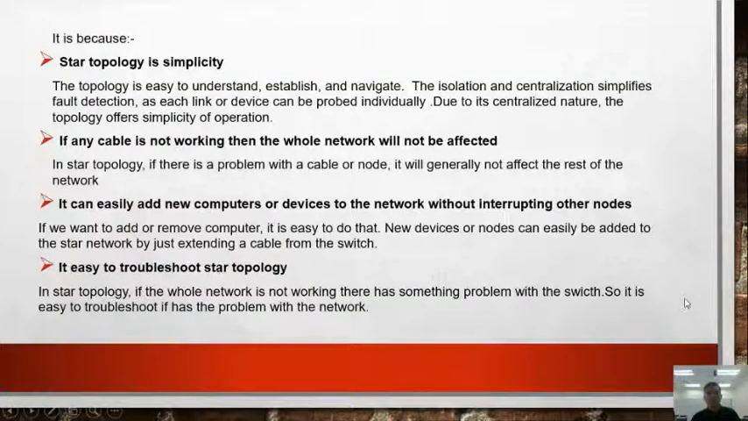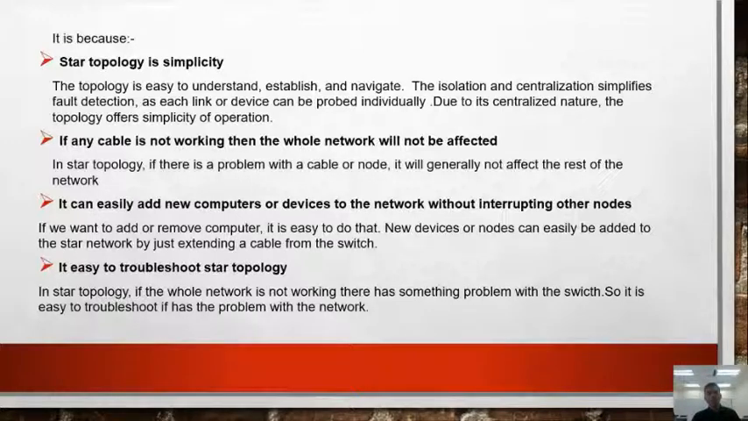Why did we choose star? Because of its simplicity. The topology is easy to understand, establish and navigate. Next, we choose star topology because if any cable is not working, the whole network will not be affected. In star topology, if there is a problem with a cable, it will generally not affect the rest of the network. Then, we choose star topology because we can easily add a new computer or remove a computer.